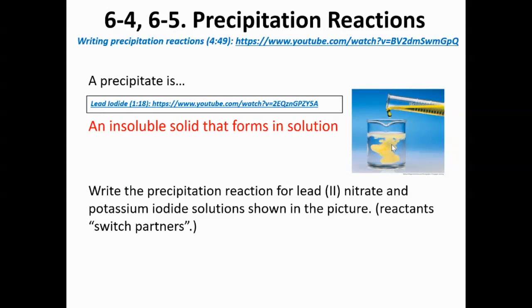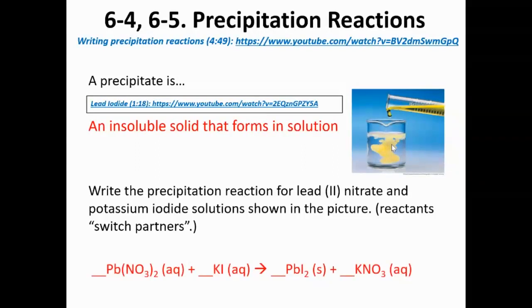Now, if we were to react lead 2 nitrate with potassium iodide, we should be able to predict the products. The way we're going to do that is switch partners. So lead 2 nitrate, Pb2+, NO3-. We end up needing 2 nitrates to finish that formula. Potassium iodide, K+, I-, equal and opposite charges. The formula is just KI.